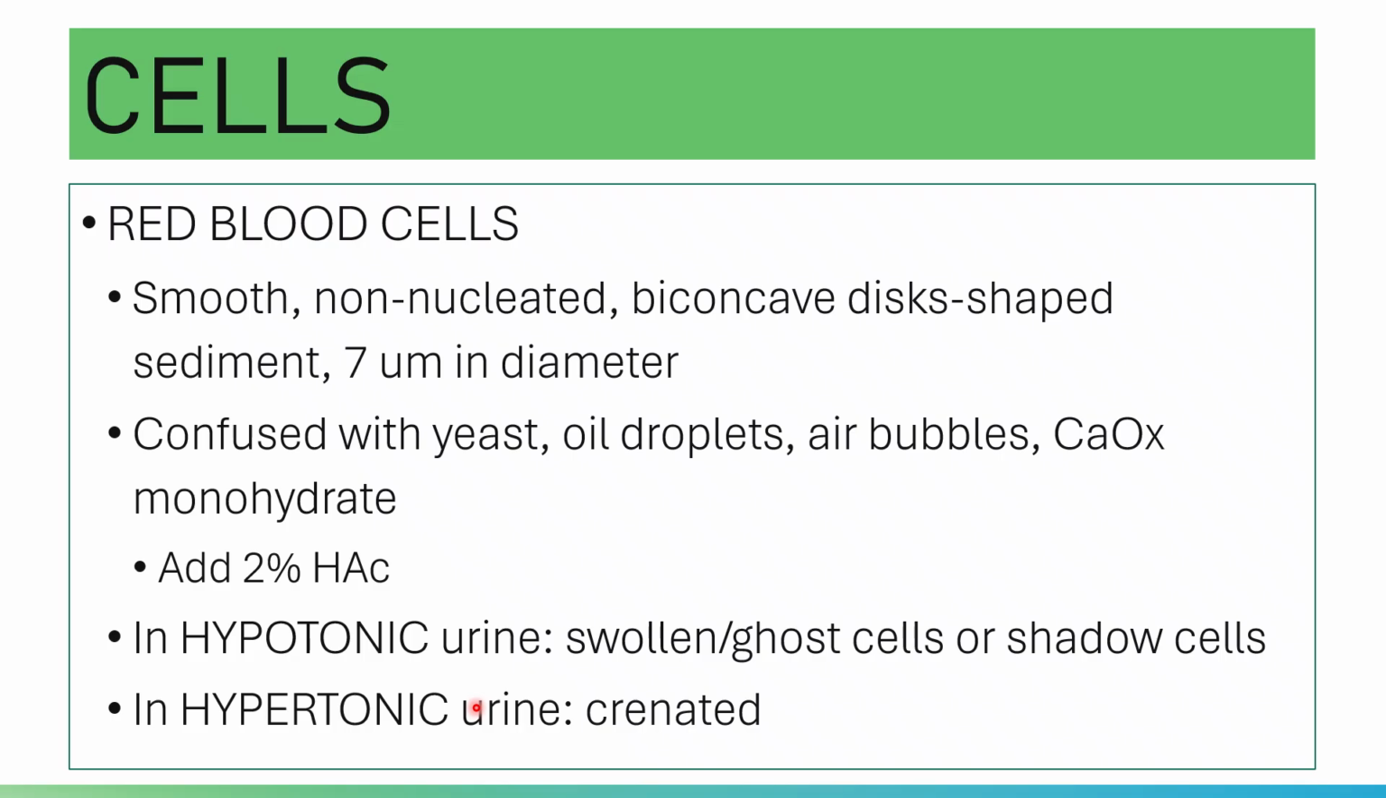In hypotonic urine, the red blood cells are swollen. Water will move inside the cell to maintain balance, causing swelling or lysis. In hypotonic or dilute urine, the cells will rapidly swell and lyse, releasing the hemoglobin and leaving only empty cell membranes, which you call ghost cells or shadow cells.